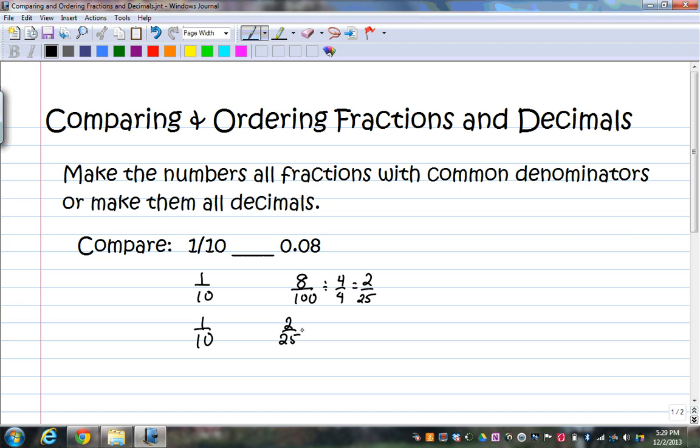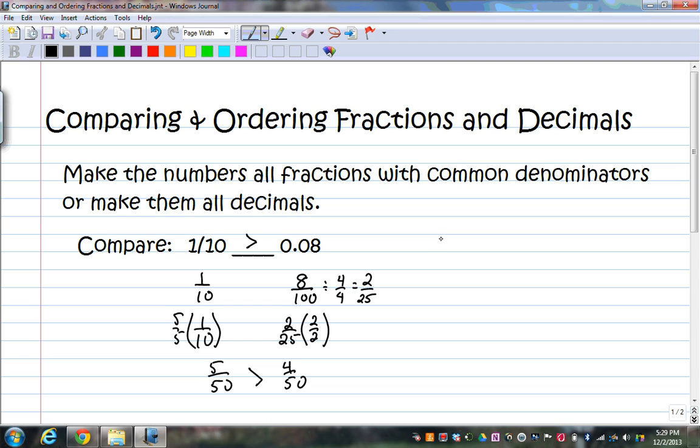I need a common denominator, 50. Well, I guess I didn't have to reduce this one all the way. And I could do 50 here, which means I multiply by 5/5. This becomes 5/50. This one becomes 4/50. The minute you have a common denominator, you compare the numerators. This one's bigger, so there's your answer.